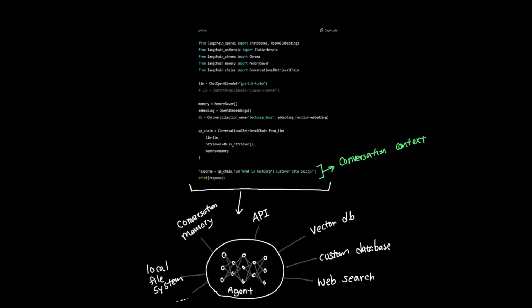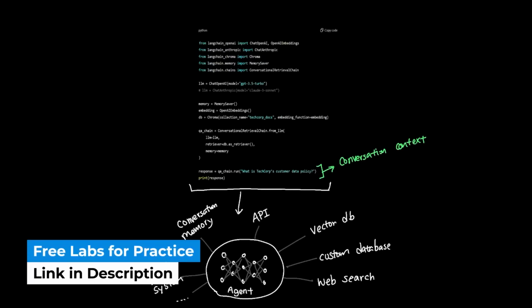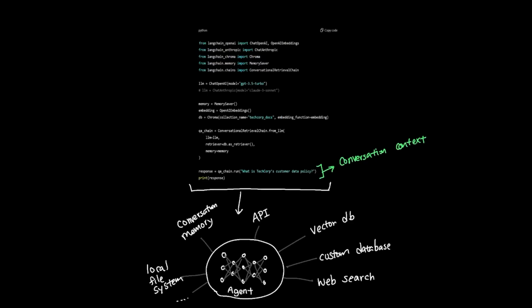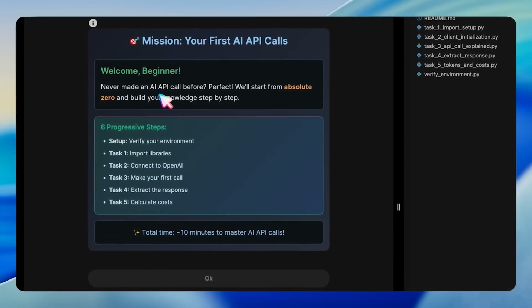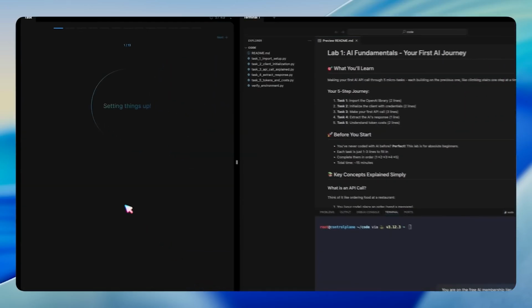Now that we've covered the conceptual elements of LangChain, let's look at how it looks on a practical level. We can look over at this lab specifically geared towards how to use LangChain. Alright, let's start with the labs. In this lab, we're going to explore how to make your very first AI API calls. The mission here is to take you from absolute zero to being able to connect, call, and understand responses from OpenAI's APIs in just a few progressive steps.